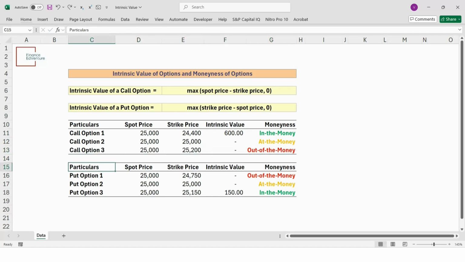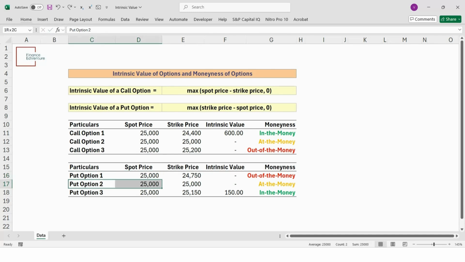Let's look at the put options with a very similar set of data. When you purchase a put option, you expect the market to go below your strike price. Put option 1, strike price 24,750. I was expecting the security or the market to go below this. However, the market went above to 25,000, and my intrinsic value, which is now strike minus spot, turns out to be negative but takes a floor value of 0. This is an out of the money put option.